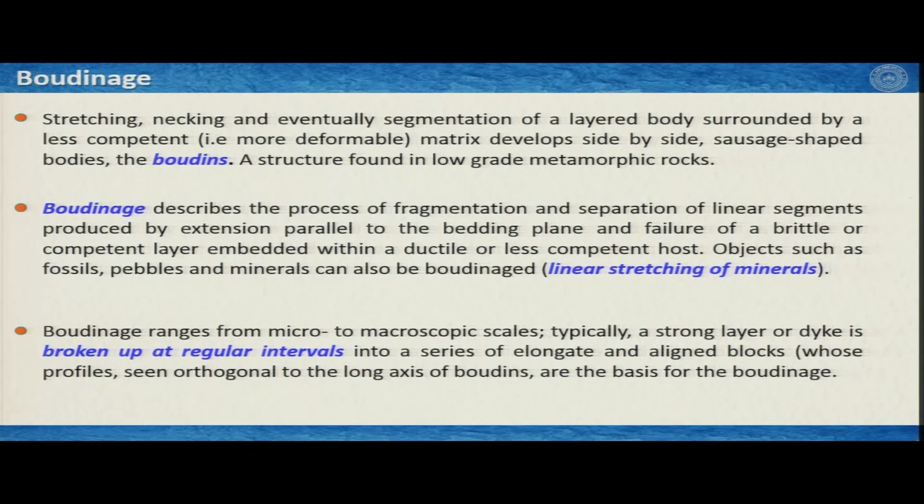Now, boudinage can range from micro to macro scales. So, you can see them on a large scale in the fields, sometimes on road sections or some mountains, and you also see them under the microscope. So, typically you need a strong layer or dike that is broken up at regular intervals into a series of elongate and aligned blocks, whose profiles orthogonal to the axis of the boudins are the basis for the boudinage.